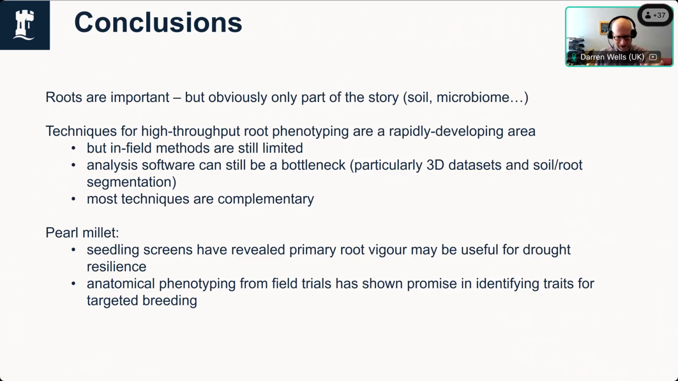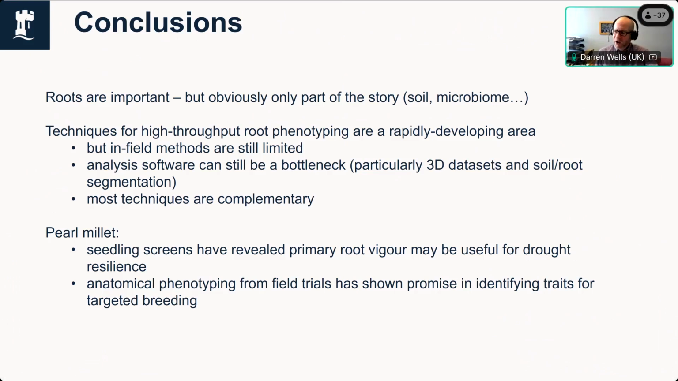On the technology side, there are, as you've seen, a lot of techniques. We still don't have very easily deployed in-field techniques. That's something that I'm not sure we ever will. It's very, very difficult. A few people have tried portable X-ray machines to put in fields, but I don't think that will work.